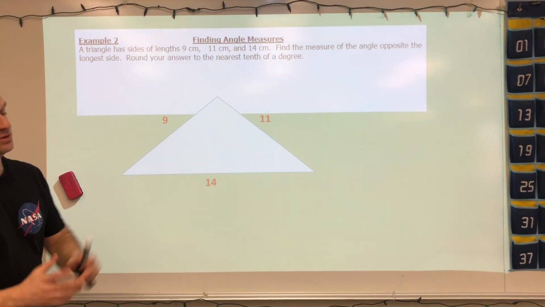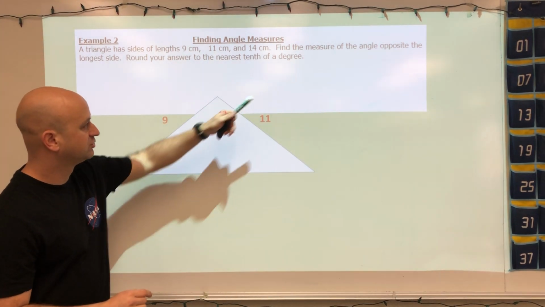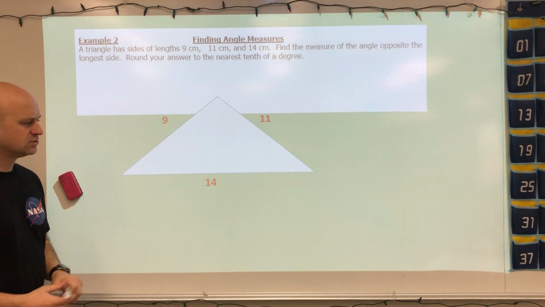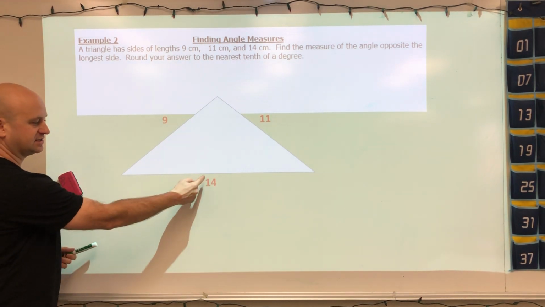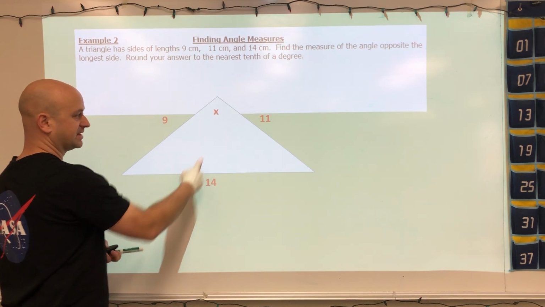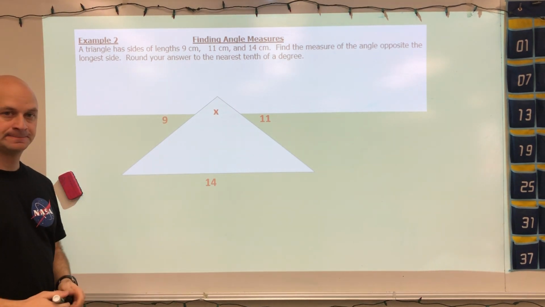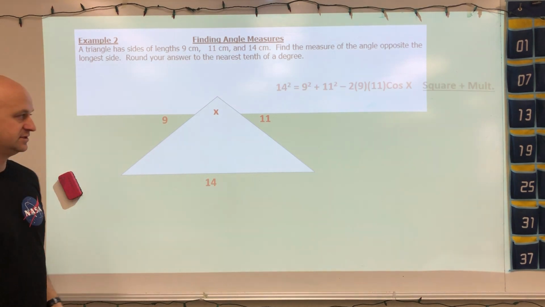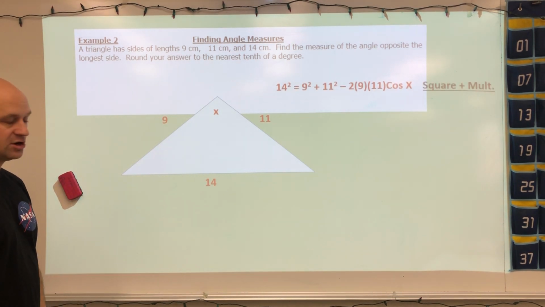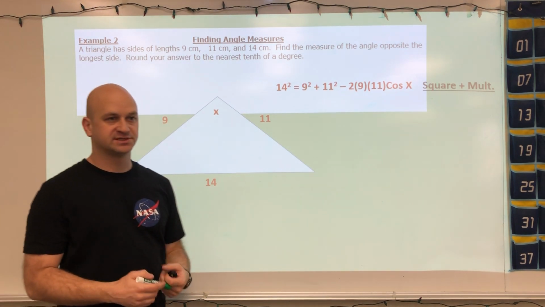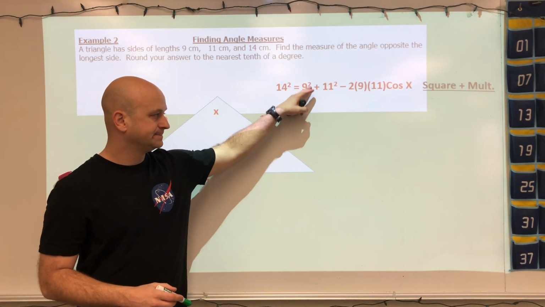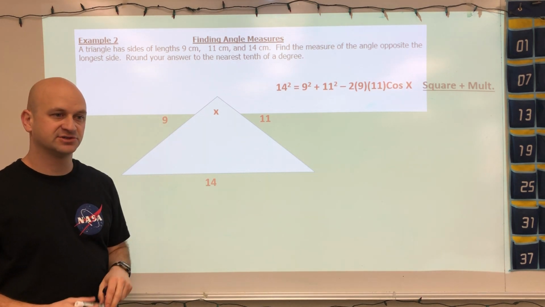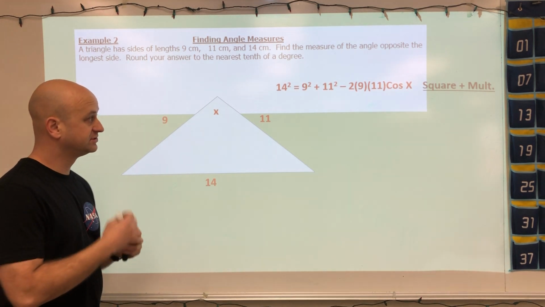So now they want, this is where reading is going to become important. Find the measure of the angle opposite the longest side. In this example, the longest side is 14, and they want the angle opposite that, which is here, okay? So now when we set up our problem, this goes by itself in the equation. All right, now, there's a couple ways to do this. There is a shortcut to this, but for now we'll work a little bit of algebra and then the shortcut will be given to you guys.